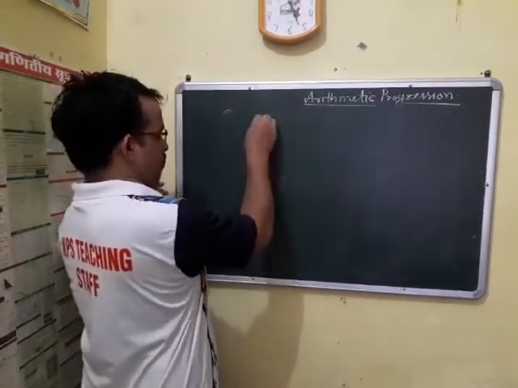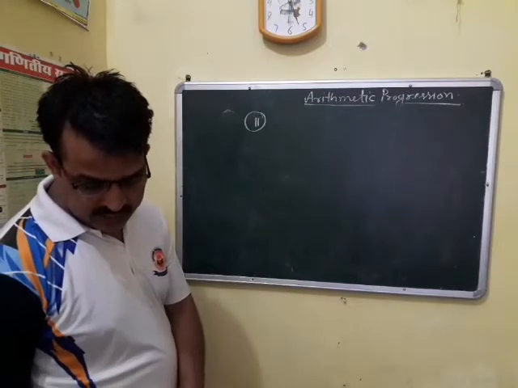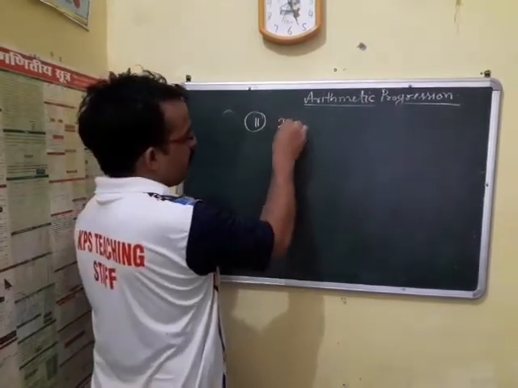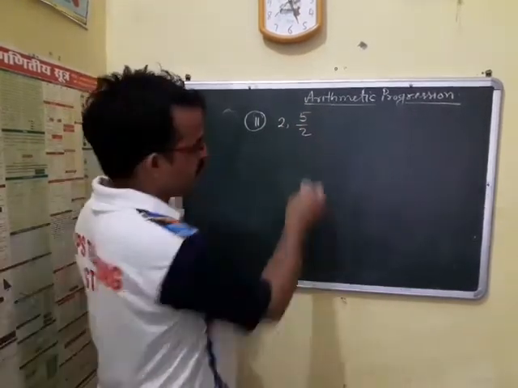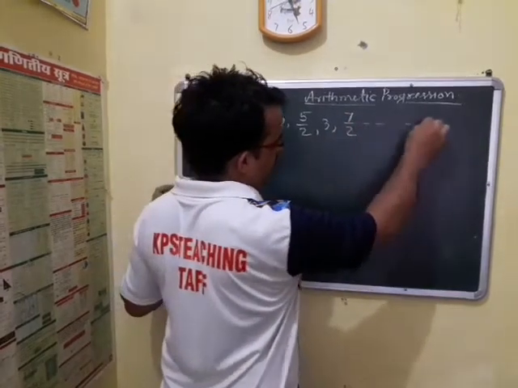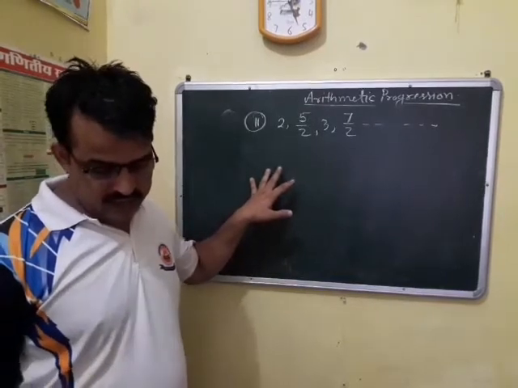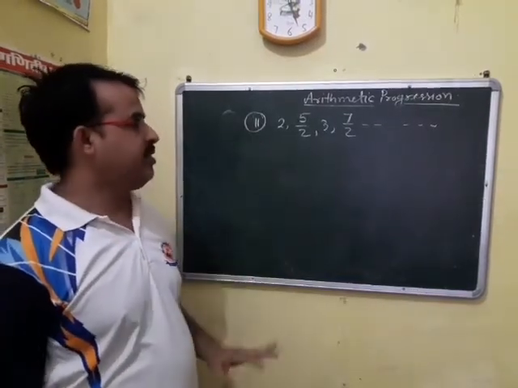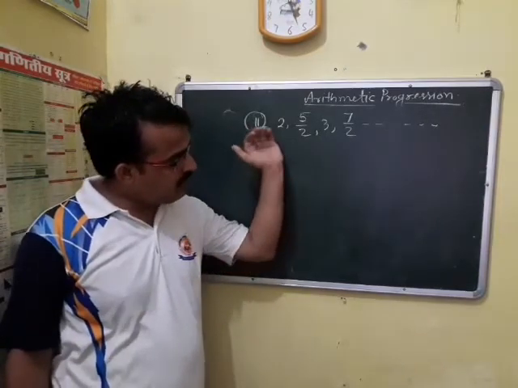Second question is given. What is given here? 2, 5 by 2, 3, 7 by 2, and so on. This is a given list of numbers. First we check whether this is in the form of an AP or not.